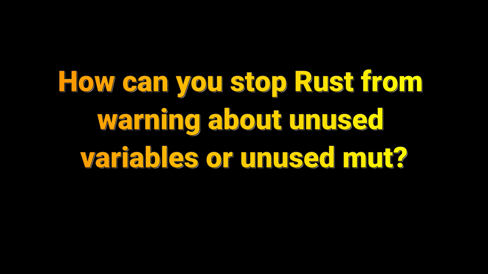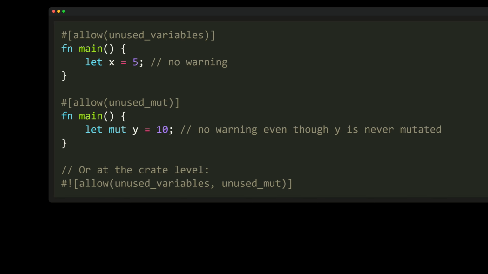Question: how can you stop Rust from warning about unused variables or unused mut? You can add special annotations called attributes to tell Rust not to warn you. For a single variable, you can put allow unused variables above your code. If you want to allow unused mut, you can use allow unused mut.